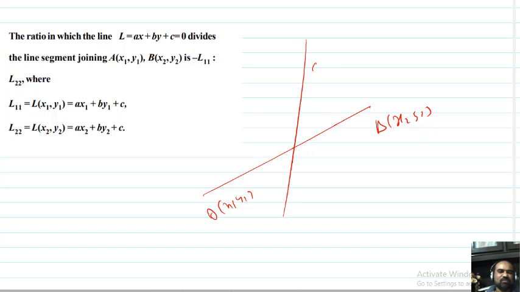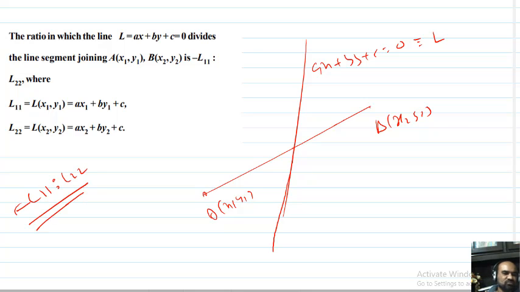This is the line. What is the name of the line? ax plus by plus c equal to 0, or this is denoted by L here in this problem. Now we want to find what ratio the line divides the line segment joining these two points. According to this theorem, minus L11 is to L22 is the required ratio.